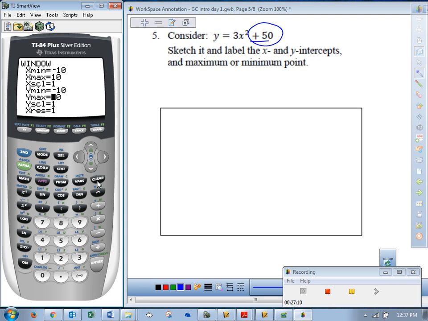Parabola's open and up, right? So what do you want to go to? Let's go to 100, right? Just, I don't know, made it up. I know it's bigger than 50.